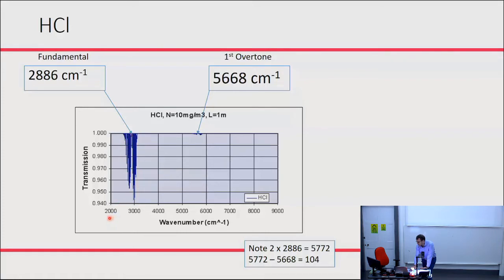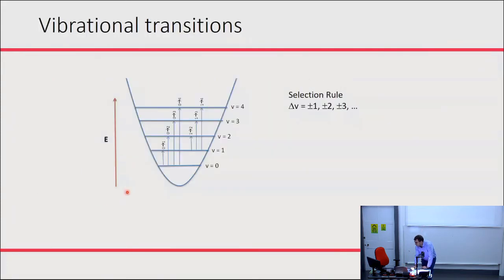Now, just note that this axis here is normally in reverse. So if you're used to looking at infrared spectra, you'll normally see, for example, 4,000 on the left-hand side and 500 wave numbers on the right-hand side. Here it's going in increasing order. This is just slightly different. But if you go back to our model, we're also saying, okay, so that 0 to 1 is 2,900 or so wave numbers.